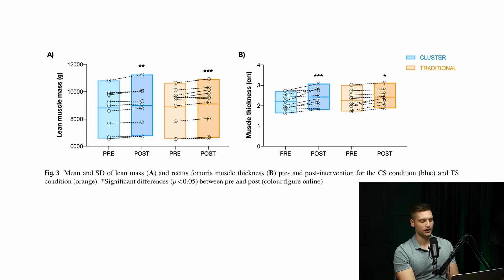Muscle thickness, unfortunately, was only measured for the rectus femoris, which is a bit of a bummer because the rectus femoris probably didn't get trained all that well from the leg press, but it probably did get trained pretty well from the leg extension. The traditional group increased their rectus femoris muscle thickness by about 0.17 centimeters, and the rest pause increased by about 0.24 centimeters. Don't read too much into the individual numbers I just mentioned.